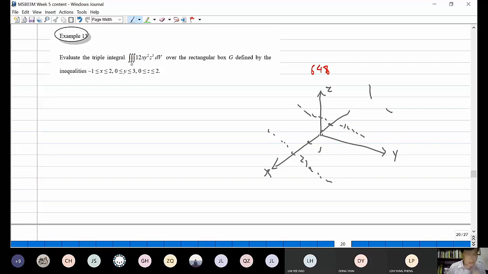Okay, x from -1 to 2, and then y from 0 to 3, right? Y from 0 to 3, 0 to 3 here, y from 0 to 3, okay? 1, 2, 3. So we draw this one, y from 0 to 3. Okay, y from 0 to 3, so actually here, all the y here.